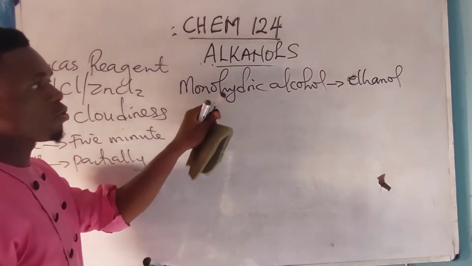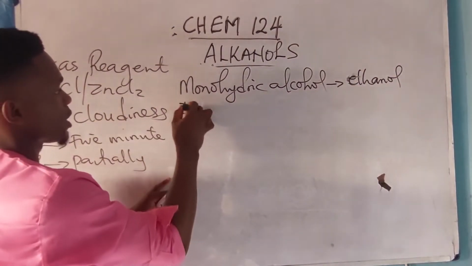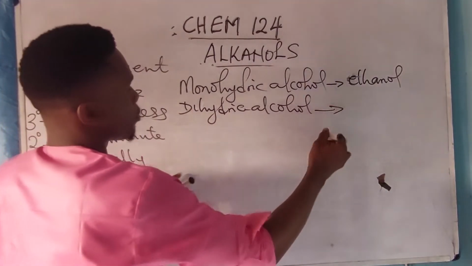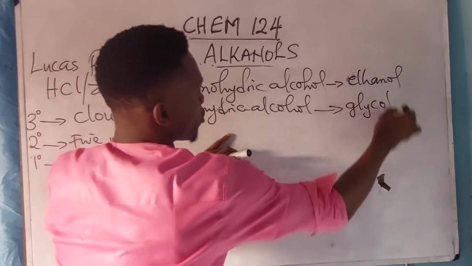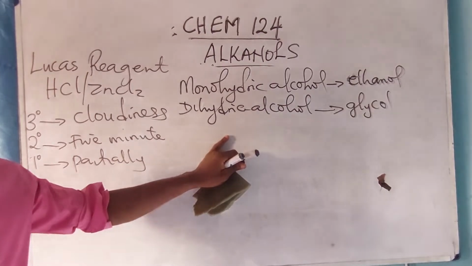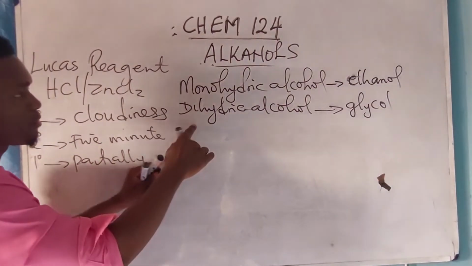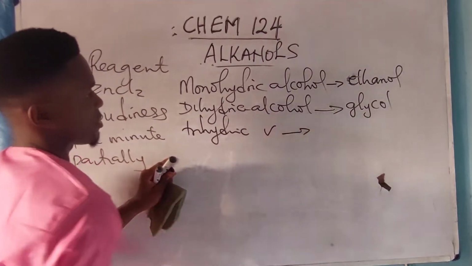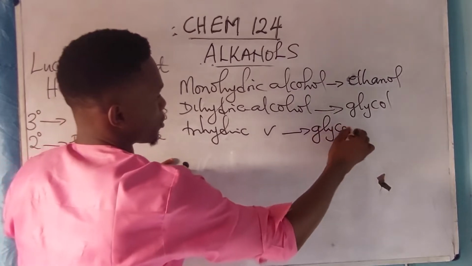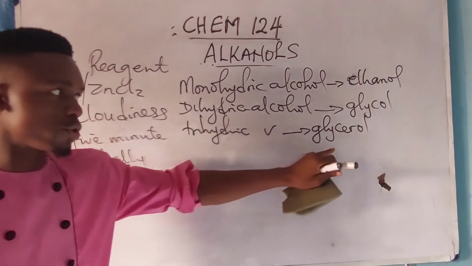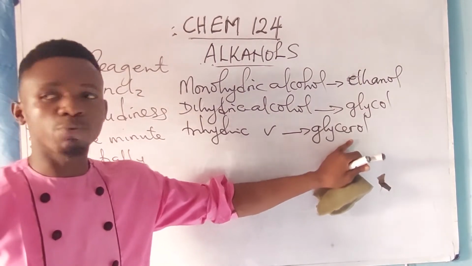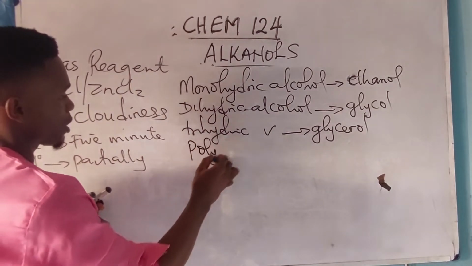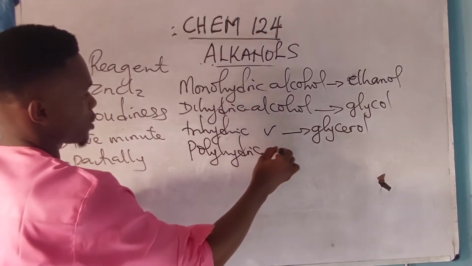Alright, then an alcohol having two OH present is called a dihydric alcohol. A good example is glycol. You know, glycol is otherwise called ethane-1,2-diol. An example of a trihydric alcohol is glycerol. Glycerol is otherwise called propane-1,2,3-triol, which is produced during saponification reaction. You now have a polyhydric alcohol.